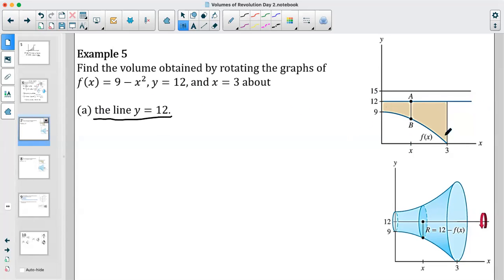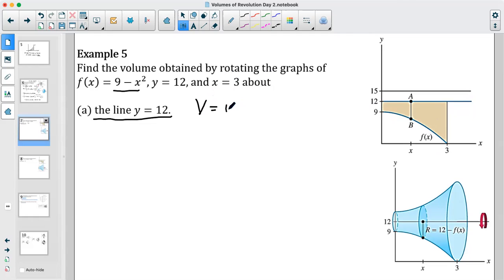This bottom curve is 9 minus x squared. This is the line y equals 12, and then x equals 3 tells us where to cut off the region. Should really say and x equals 0. It's just the piece of this in the first quadrant, but this is the region we're talking about.